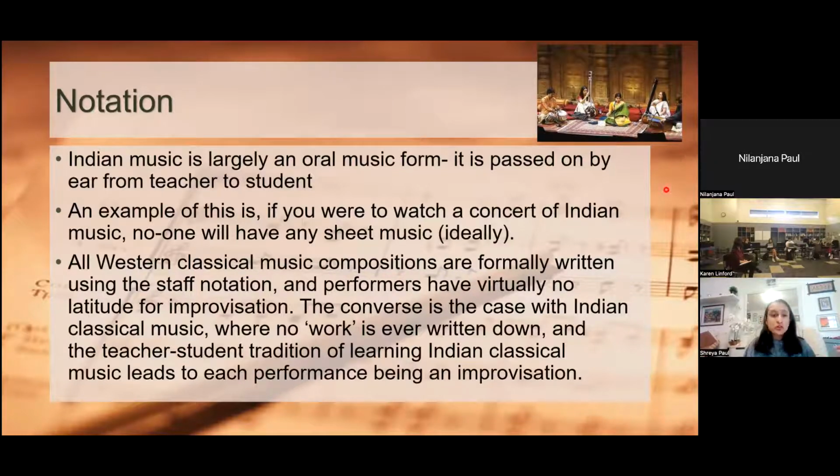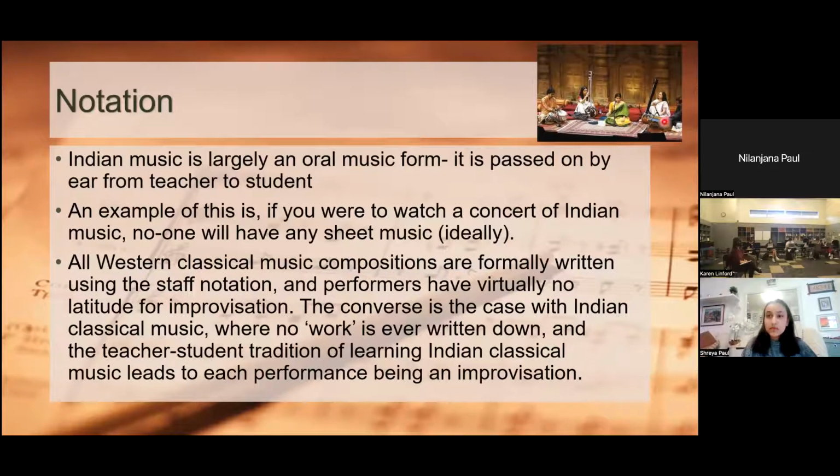Most or all Western classical compositions are formally written down using staff notation, and performers have very little latitude for improvisation. But the converse is the case with Indian classical music, because work is not strictly written down. And this teacher-student tradition of learning Indian classical music leads to each performance being an improvisation of the student's interpretation of what they're being taught.